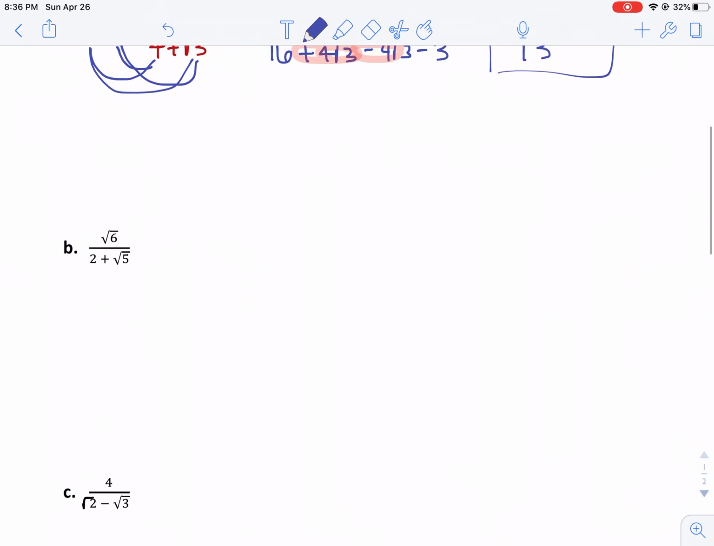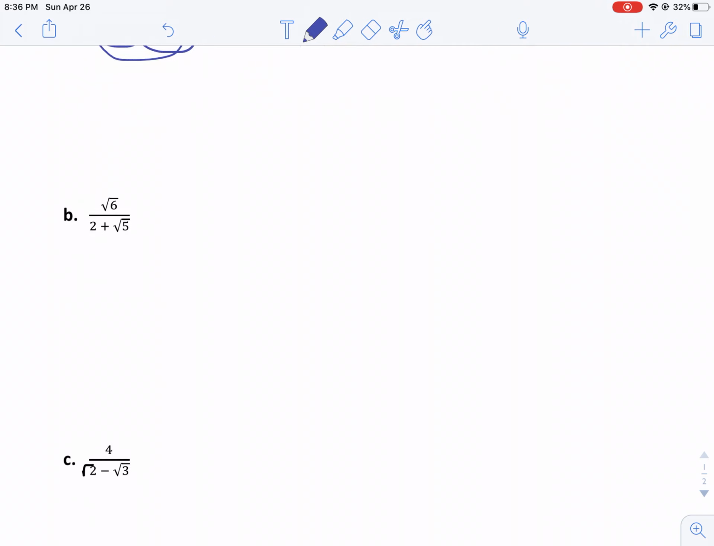All right, let's look at another one. We have root 6 over 2 plus root 5. So again, we're going to multiply by a form of 1. Since the denominator is 2 plus root 5, the conjugate would be 2 minus root 5 over 2 minus root 5. Okay, and we're going to distribute.